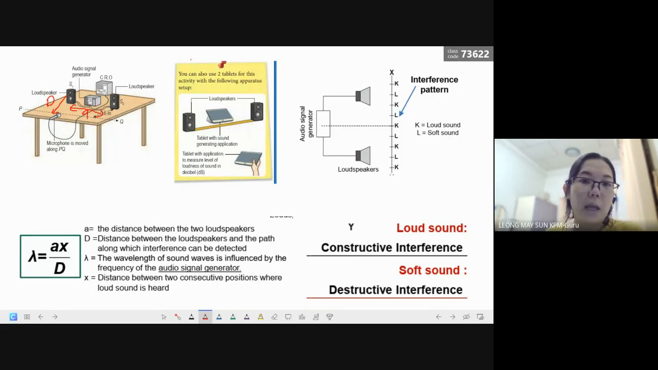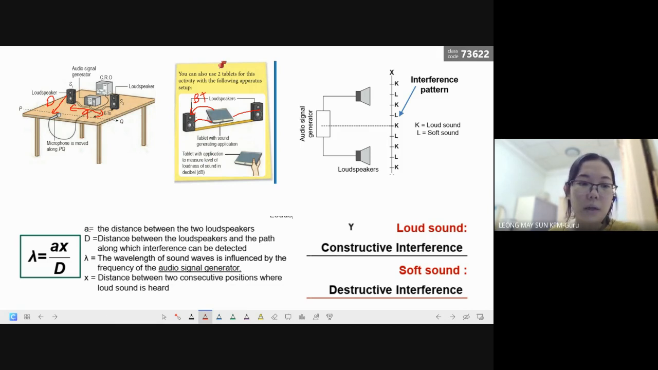All right. And then we can also use a tablet which is connected to the loudspeaker either via Bluetooth or through wires. Okay. So the tablet with a sound generating application, this is actually the constant wavelength. And then the sound speakers will actually be two coherent sources, and then another tablet that measures the loudness of the sound in decibels.